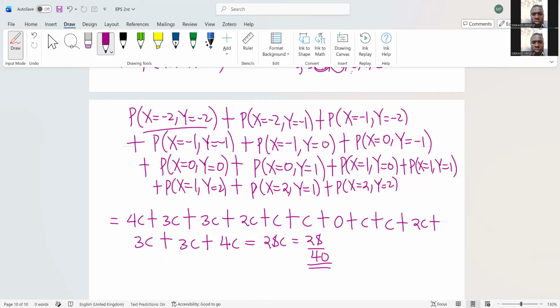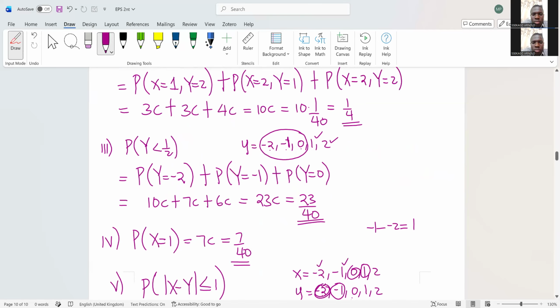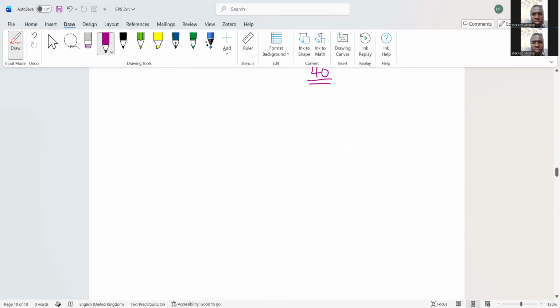So in our next session, that should mark the end of discrete. In our next session, we are going to look at the joint continuous distribution.